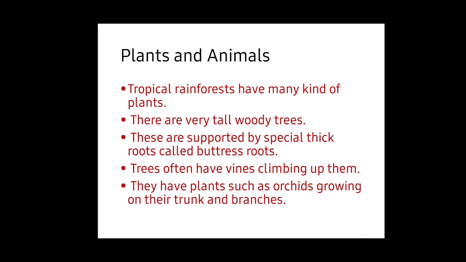Tropical rainforests have many kinds of plants. There are very tall woody trees, and these are supported by special thick roots called buttress roots. Trees often have vines climbing up them. They have plants such as orchids growing on their trunks and branches.